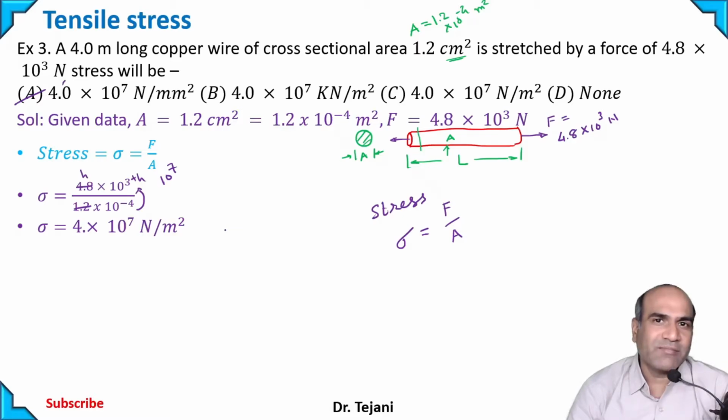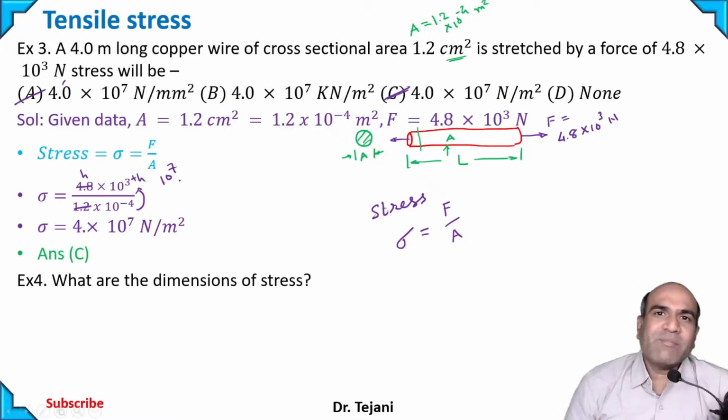Isn't it very simple? Of course, it is very simple. So the answer is C, and A and C both are equal, right? Maybe there is some typo error in this case. Fine.